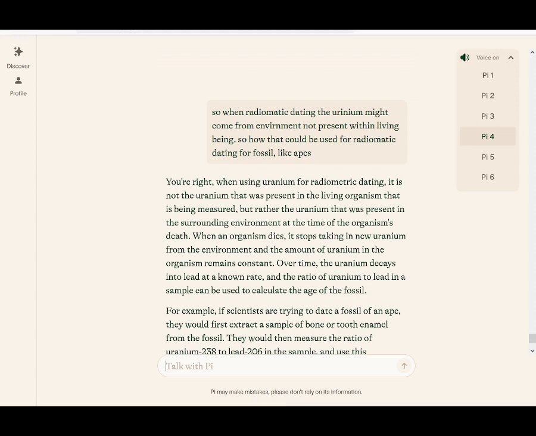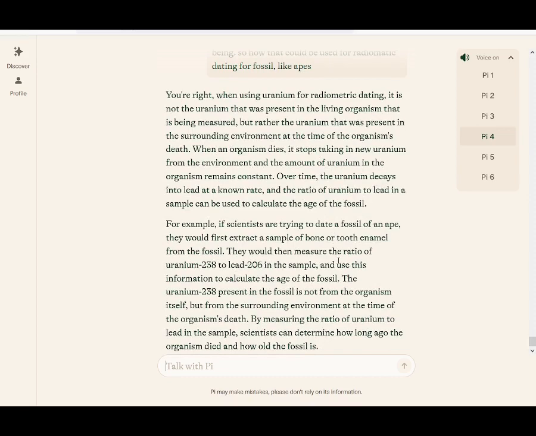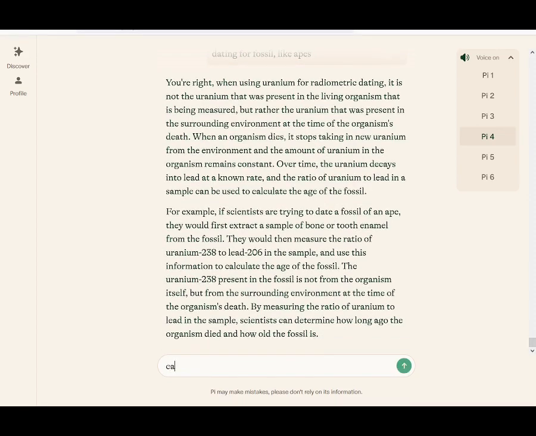age of the fossil. The uranium-238 present in the fossil is not from the organism itself, but from the surrounding environment at the time of the organism's death. By measuring the ratio of uranium to lead in the sample, scientists can determine how long ago the organism died and how old the fossil is.